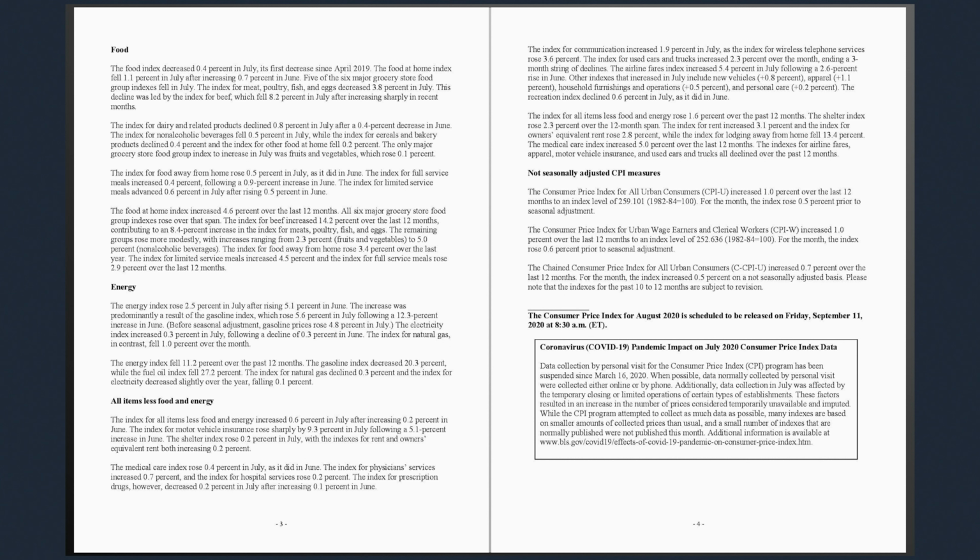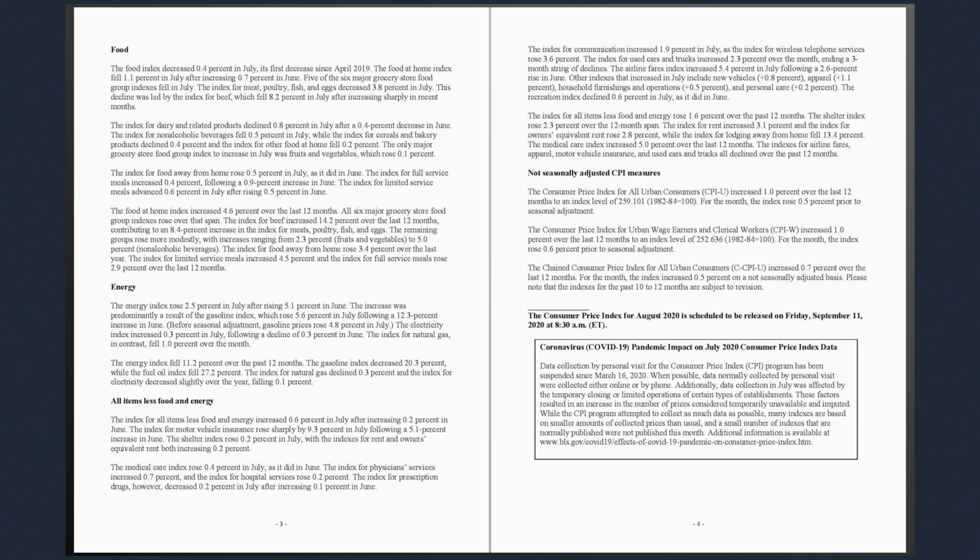The energy index fell 11.2% over the past 12 months. The gasoline index decreased 20.3%, while the fuel oil index fell 27.2%. The index for natural gas declined 0.3% and the index for electricity decreased slightly over the year, falling 0.1%. All items less food and energy.